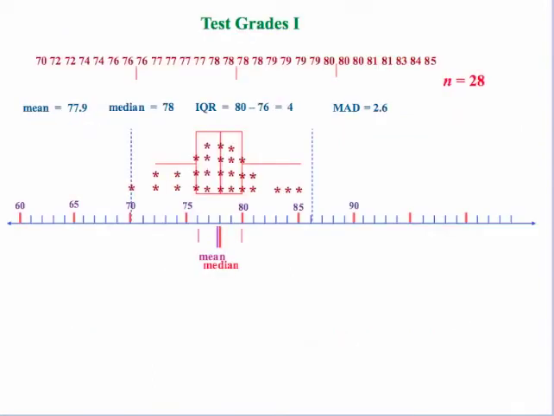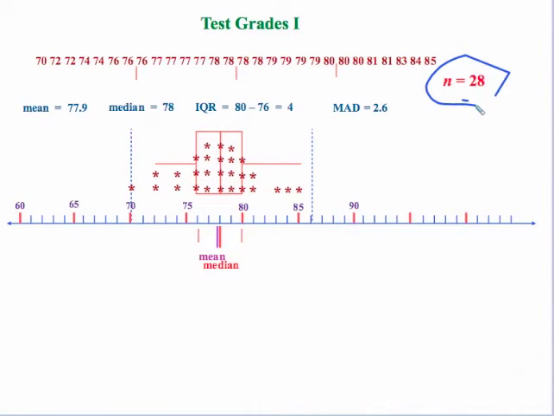So let's look at a context here. Let's suppose you're a teacher and you've given a test to your students and you have a class of 28. So there's 28 test grades. All right. So if I take these and I crunch out the numbers and I determine the average, the mean, that comes out to be 77.9. Then I make sure that my data is in order from least to greatest. I determine that the median was a 78 for my whole data set.